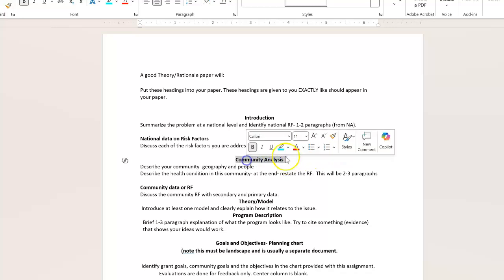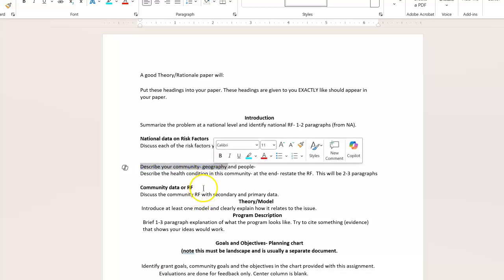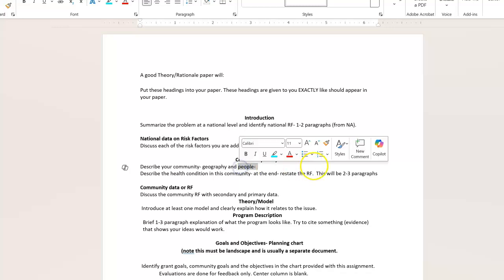The second part of your paper is the community analysis part, and this actually has 3 items in this section, and this section is 2 to 3 paragraphs. First, you describe your community's geography. What does it look like here? Parks, recreation. Look at the community analysis lesson to see the kind of things that you might discuss when you're describing the geography of your community. The second thing you do is you describe the people. This could be by race, age, education level, sex, ethnicity.